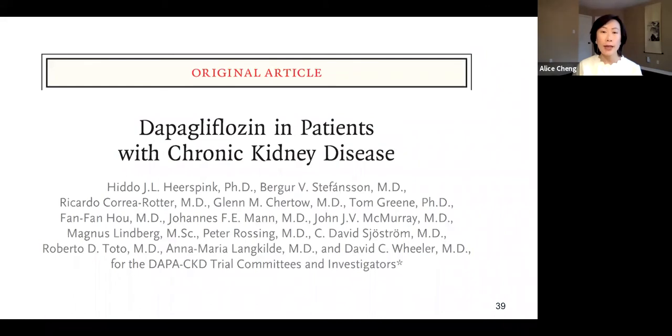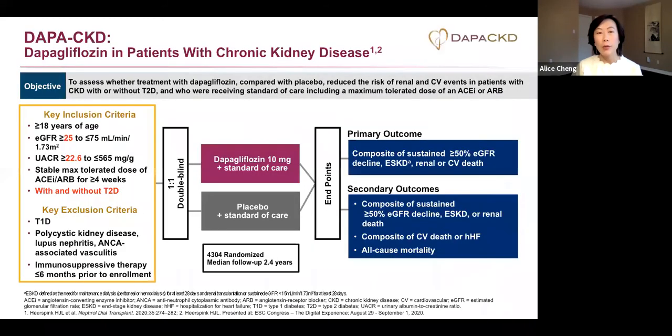We now also have data with dapagliflozin in the DAPA-CKD study, looking at patients with chronic kidney disease. What was interesting about DAPA-CKD was that it included patients with a GFR down to 25 and an ACR of 22.6 and higher, so a slightly lower threshold for ACR. But the most important thing about DAPA-CKD is that you had patients with and without diabetes. So now SGLT2 inhibitors are outgrowing the borders of diabetes and starting to help people without diabetes as well. Patients were randomized to get DAPA 10 or placebo on top of standard of care, so on top of ACE inhibitors, on top of ARBs, etc.